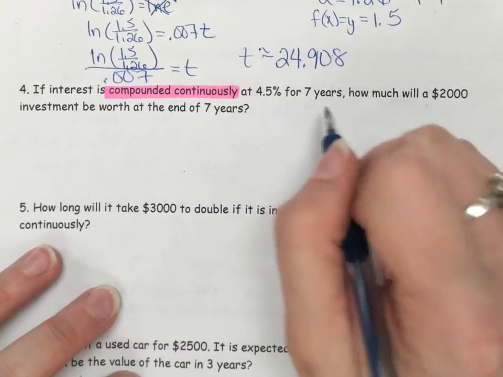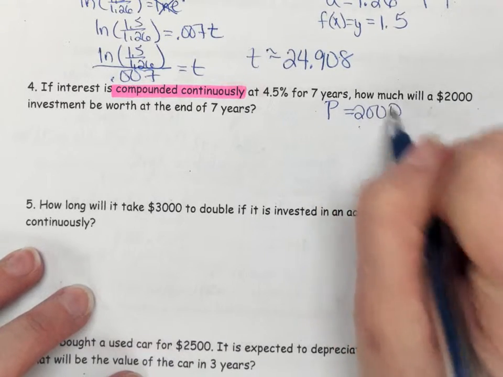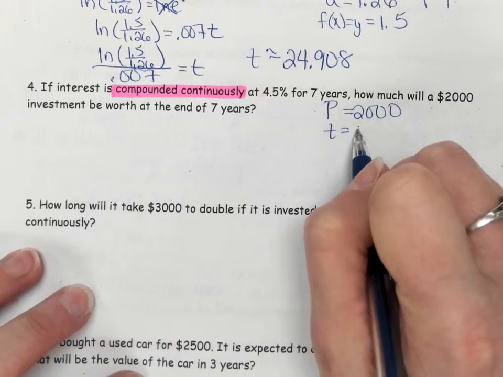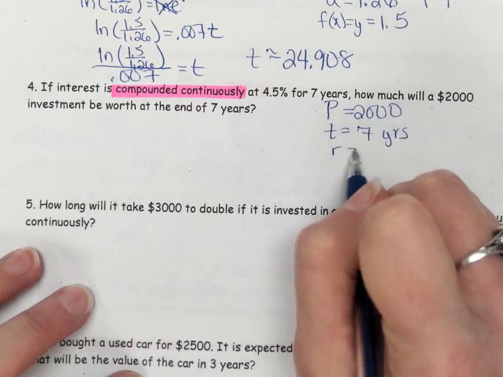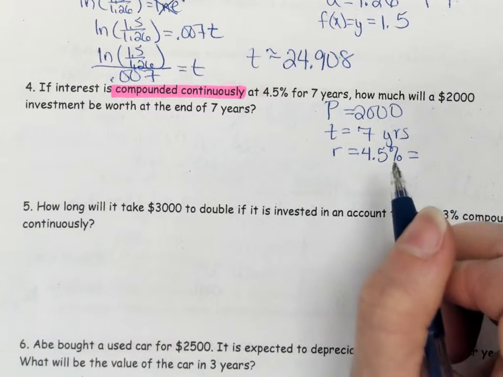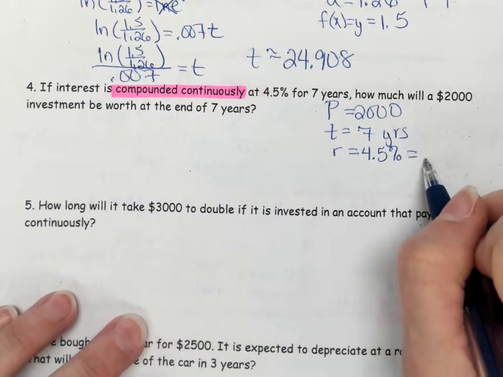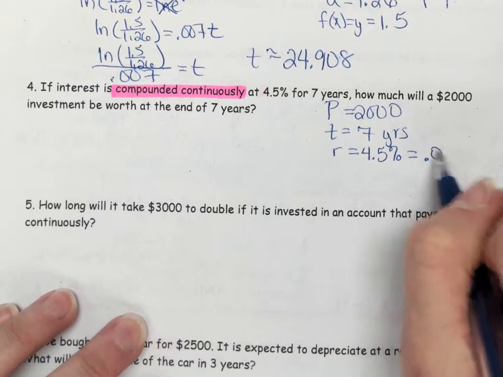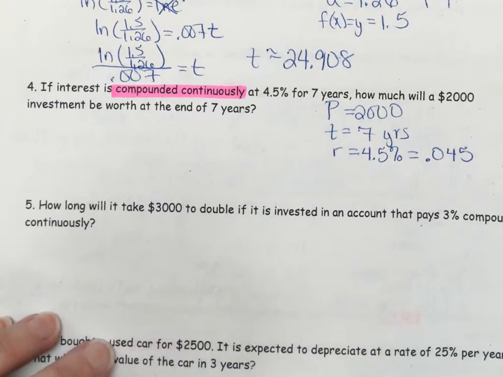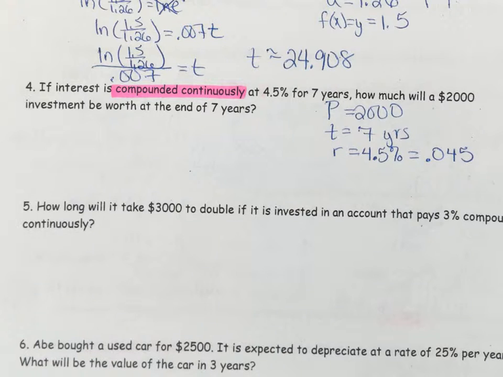All right, so what is my P? What is my initial amount? 2,000 was the amount that you're going to invest. What's my time? 7 years. What's my rate, my percent? Even though it is already a decimal, it is still a percent. You have to move that decimal 2 places to the left, which would give you 0.045. Very good. That's a huge mistake people make. They're like, oh, it's already a decimal. Yeah, but it's a decimal percent. It's 4.5%, okay?